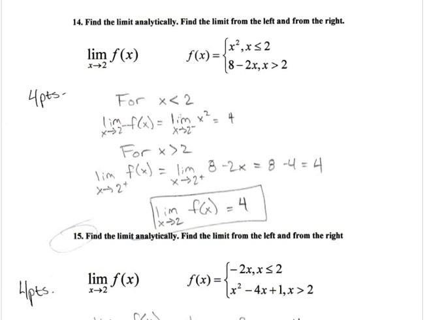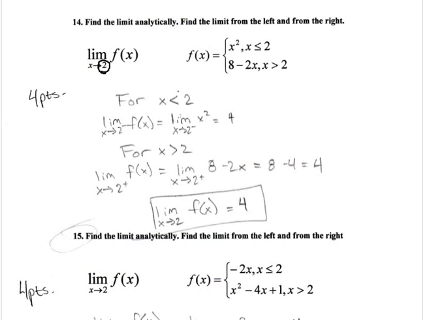Okay, number 14. We have a piecewise function: f of x is x squared for x less than or equal to 2, and 8 minus 2x for x greater than 2. So we're approaching a value of 2, and we want to see whether or not we can find the limit from the left and from the right.